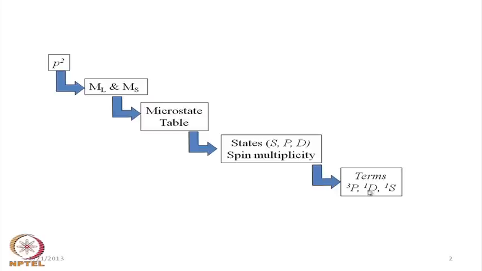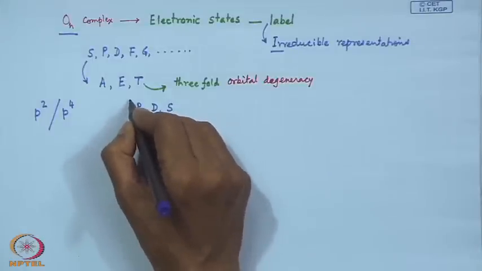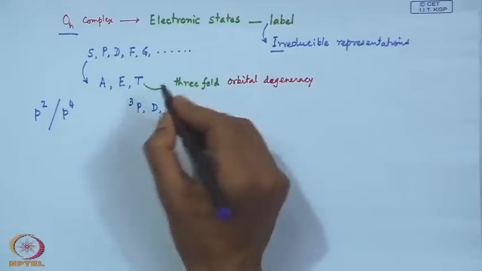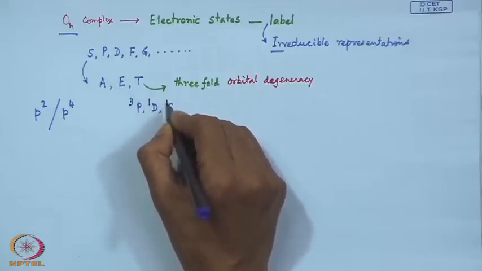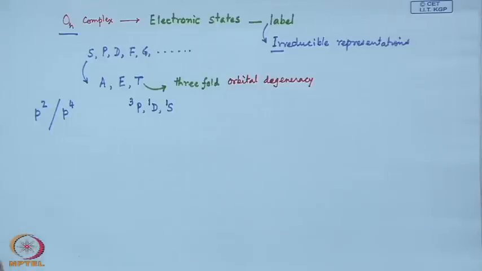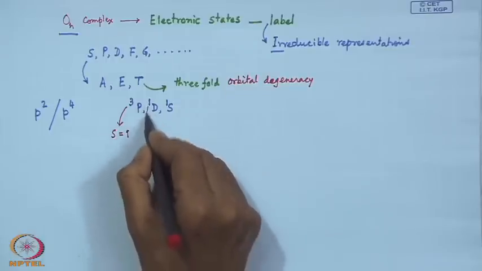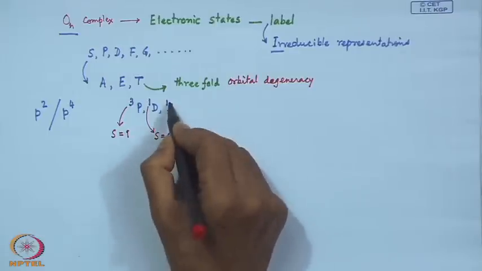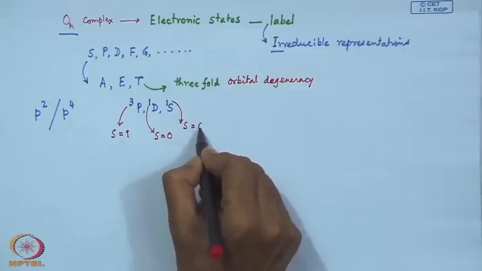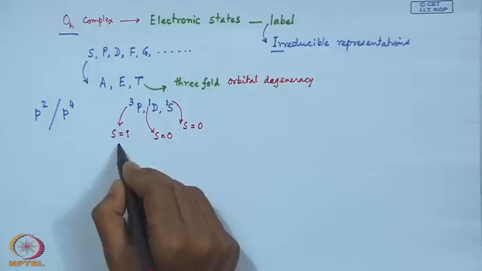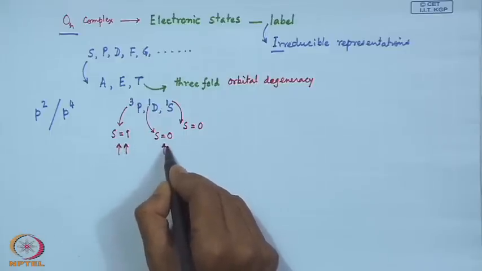Then we can have the corresponding terms. The combination will give the ground state as the triplet P level, then the singlet D level and the singlet S level. So, these are the three levels we can have. Once we get this P, D and S level, we designate their spin multiplicity: this is 1D and this is 1S. That means we can have the capital S value equal to 1 here, capital S value equal to 0 here, and here also capital S value equal to 0. That means here we can have two unpaired spins, but here we have paired spins.